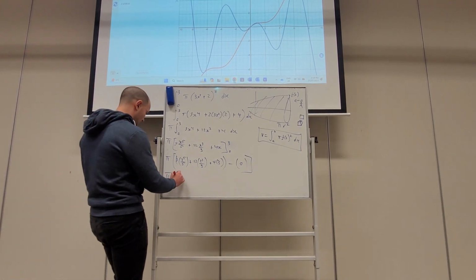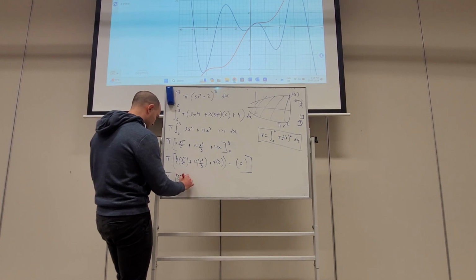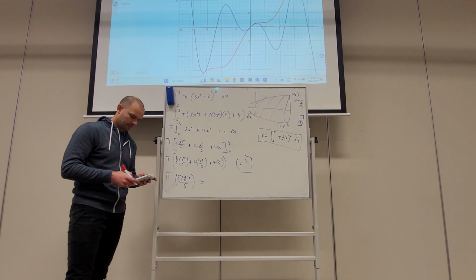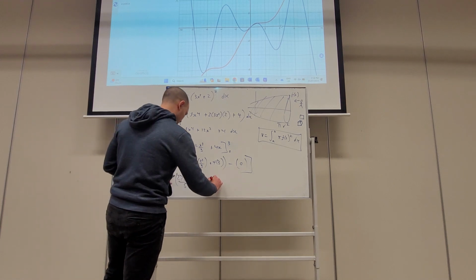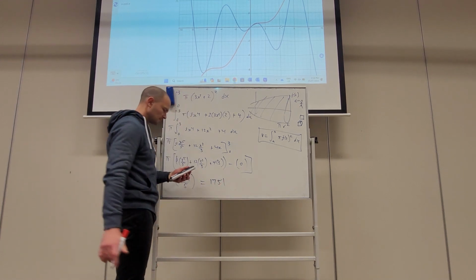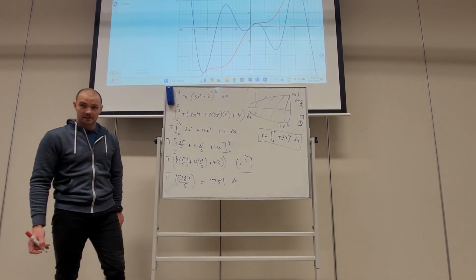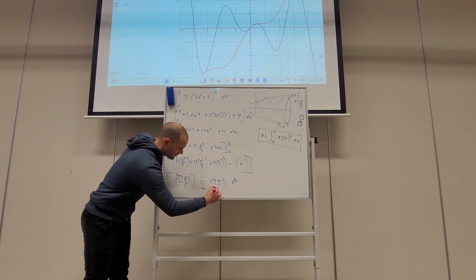Alright, so pi times 2787 on 5. And we can evaluate it to a few figures. 1751 units cubed, which to 3 significant figures would be 1750.